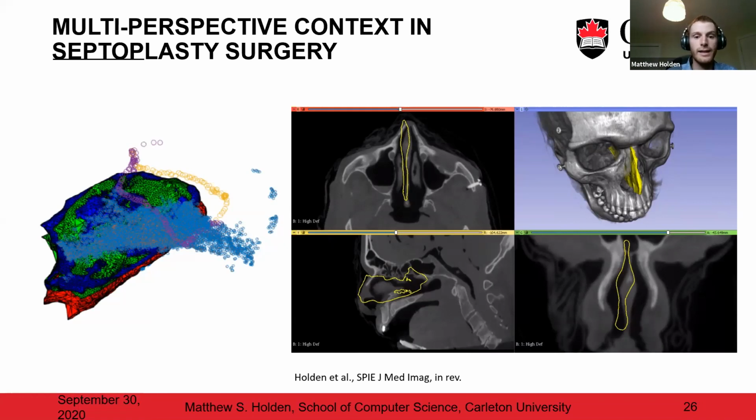And so this is intended to have application in skills assessment for septoplasty surgery, as well as facilitating surgical navigation, since we can reconstruct the septum in real time and how it's modified by the surgery. We can use this to help navigate our tools during the surgery.